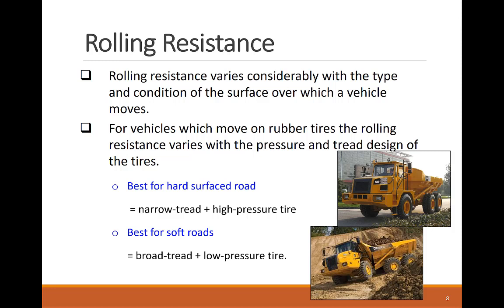Same applies to heavy equipment and loose natural soil. Using low pressure tires increases the tire flexing and distributes the load over a wider tire-soil interaction area. The broad tread helps in locking into the soil, especially when it is loose or very muddy.